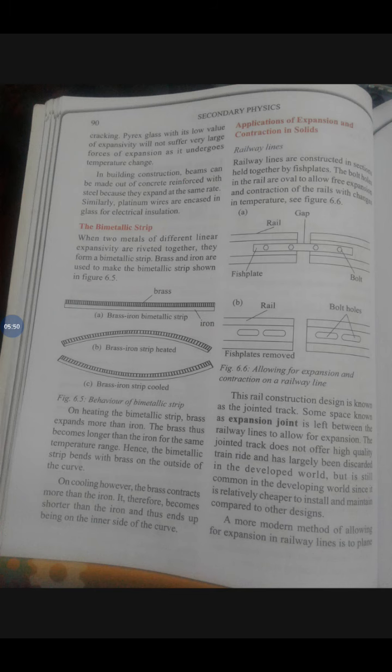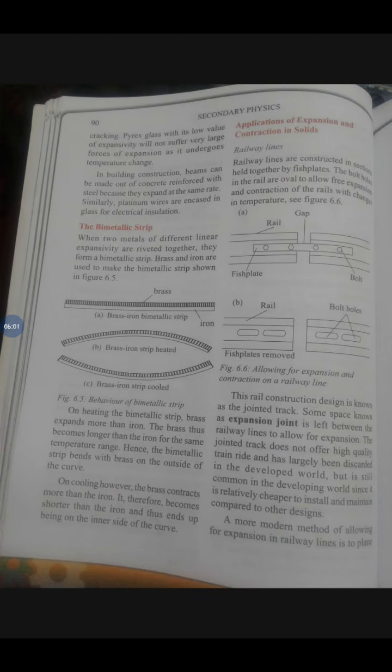Now, when this material is exposed to different temperatures, it will have different types of shapes. Let's say we heat this material here. If this material is exposed to high amounts of heat energy, brass expands more than iron.